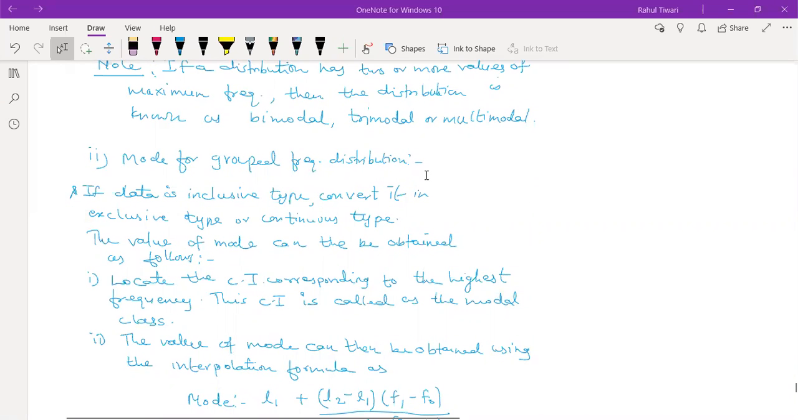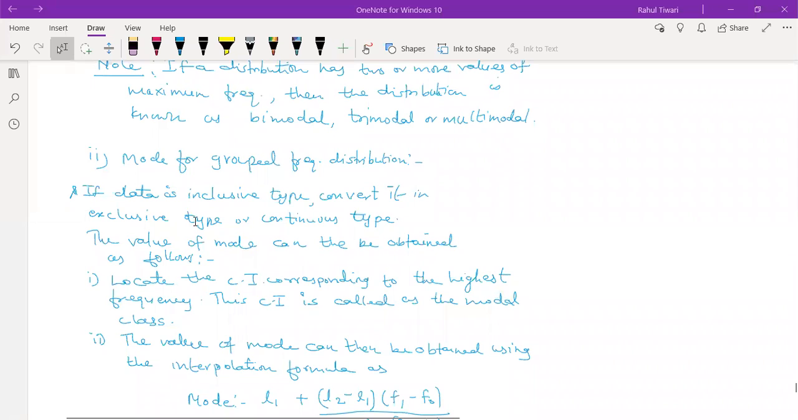Mode for grouped frequency distribution. How to get the mode for a frequency distribution when we have grouped data? The condition is the same. You need to check first of all for the inclusive type frequency. If it is inclusive type, convert it into exclusive type, that may be continuous. This is one condition. Maybe I will list down a few more conditions for solving the mode problem.